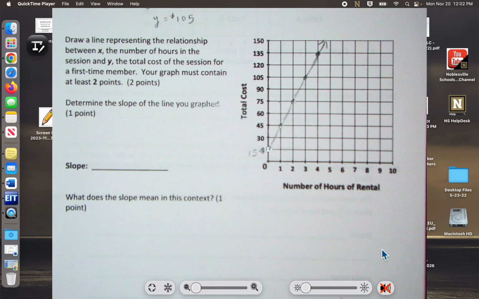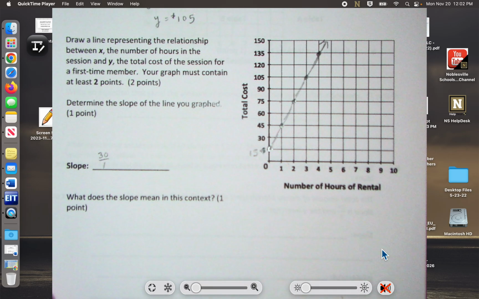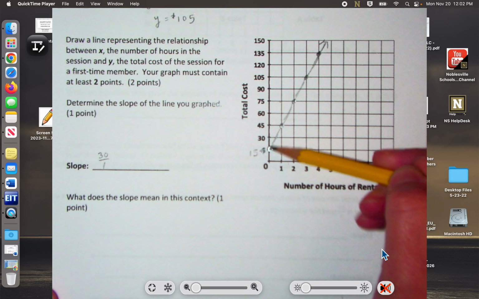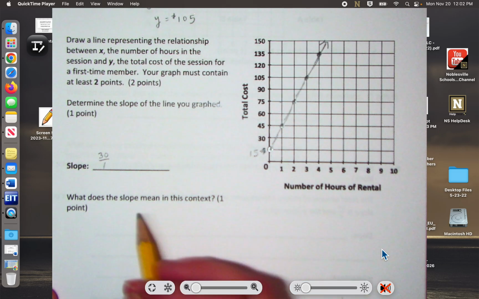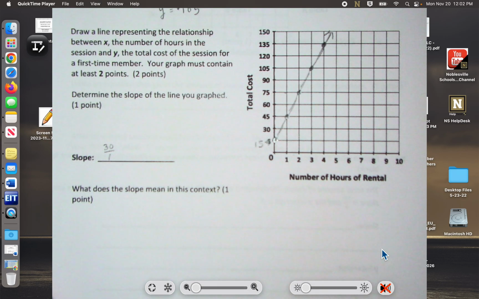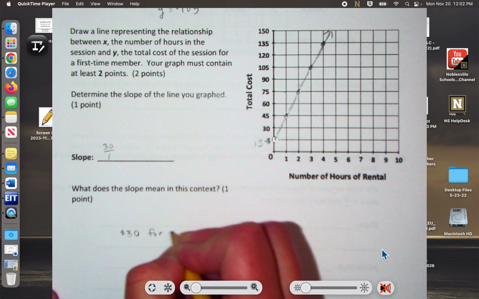What is the slope of this line? What does it increase by vertically and then increase by horizontally? Dexter? Yep. So my slope is 30 over 1, right? Because even though it just looks like it goes up 2 spaces, it's actually worth $30. What does it represent? What does the 30 stand for? Go ahead, Dexter. $30 for every 1 hour of rental. Yep.